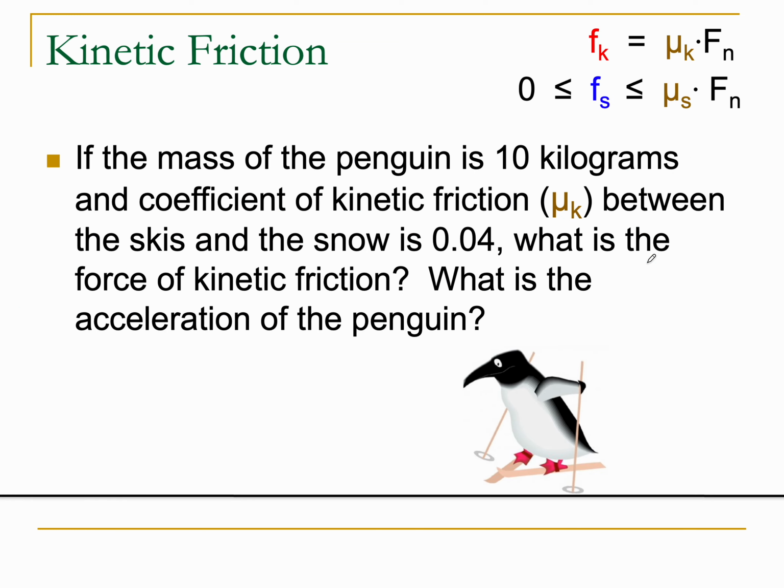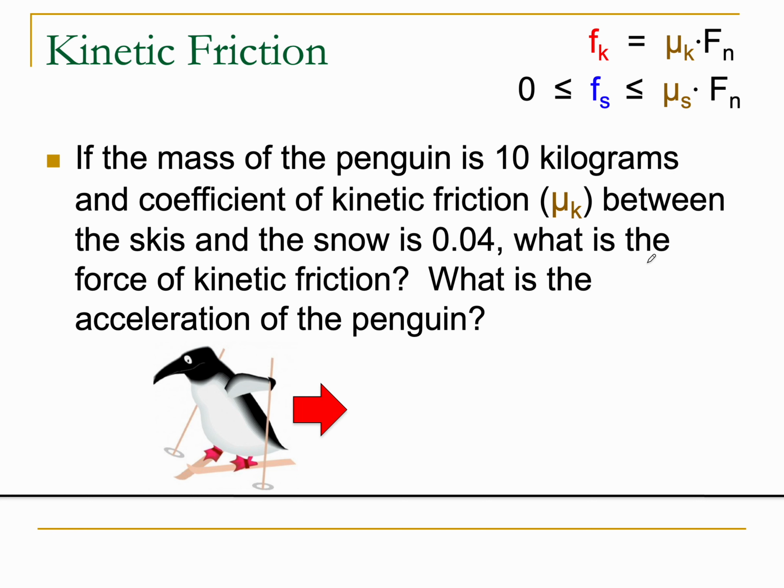So, one quick practical problem. If the mass of this penguin is 10 kilograms and the coefficient, or mu sub k, is 0.04, what's the force of kinetic friction? Let's just make gravity 10 for this one. And so you can very quickly work out the force of gravity is going to be 100 newtons, and the normal force is going to be 100 newtons as well.